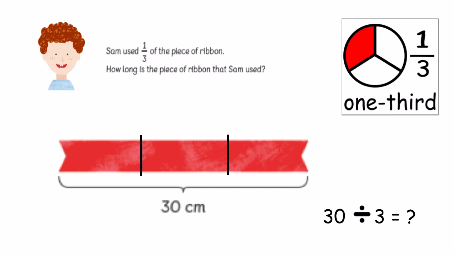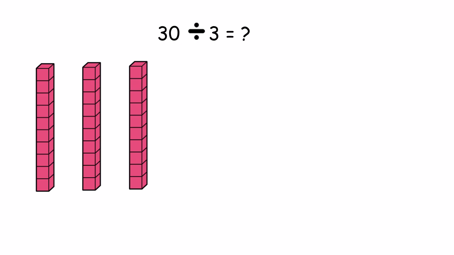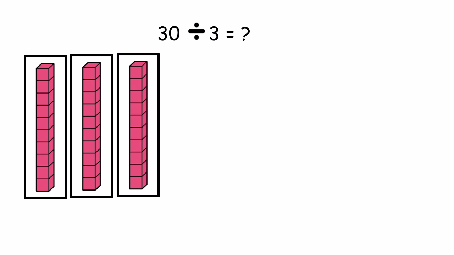Pause the video and see if you can write down a number sentence. We would write 30 divided by 3 because our piece of ribbon is 30 centimetres long and we are dividing it into 3 equal parts. Do you think you could solve 30 divided by 3? Pause the video and see if you can work it out. To solve 30 divided by 3, I'm going to take 3 tens and I'm going to divide them into 3 groups. 1, 2, 3. How many are in each group? Correct, 1 ten. So I know 30 divided by 3 is 10.